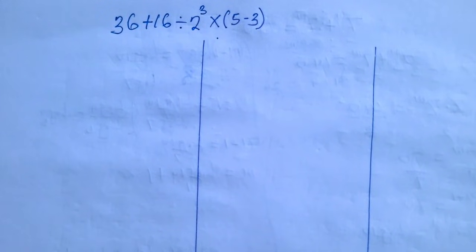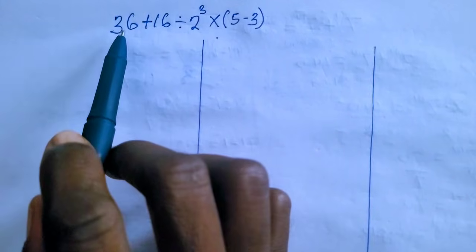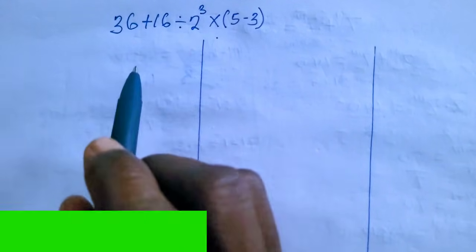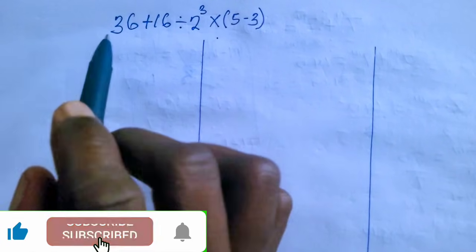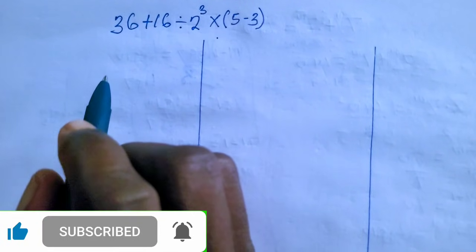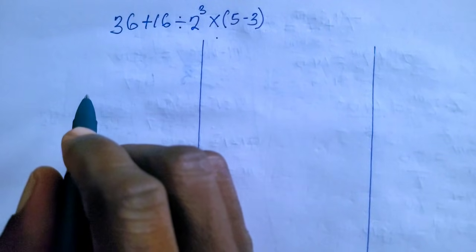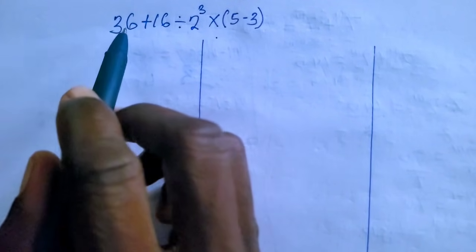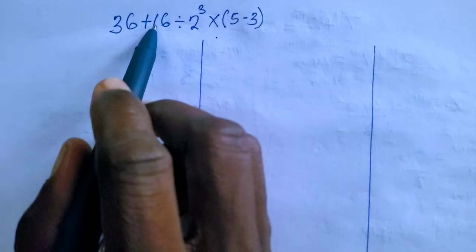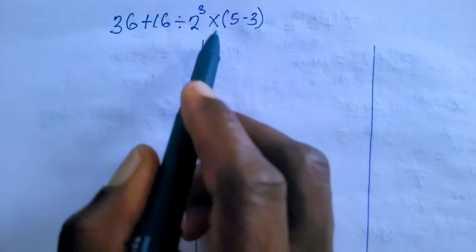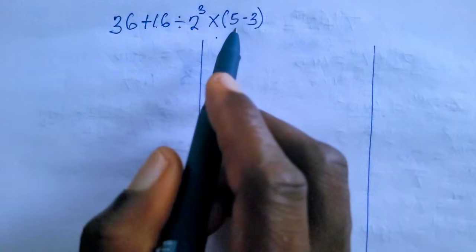Welcome to my channel. In this video, you'll discover why about 99% of people got a very simple algebraic expression wrong. And you'll also learn the correct way to simplify this using PEMDAS or BODMAS or BIDMAS. Here we have 36 plus 16 divided by 2 to the power of 3 multiplied by (5 minus 3).